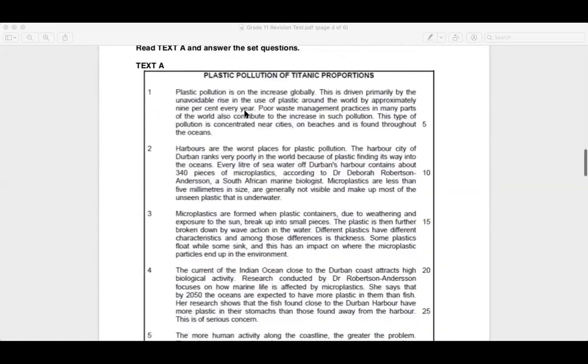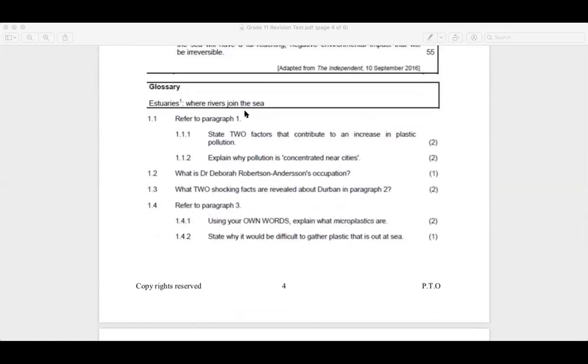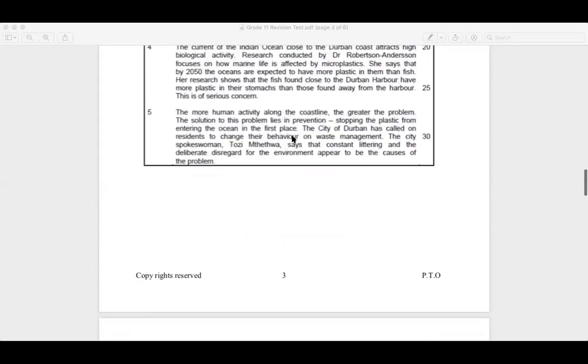Number one, it says 1.1, refer to paragraph 1. State 2 factors that contribute to an increase in plastic pollution. Look at that right there.